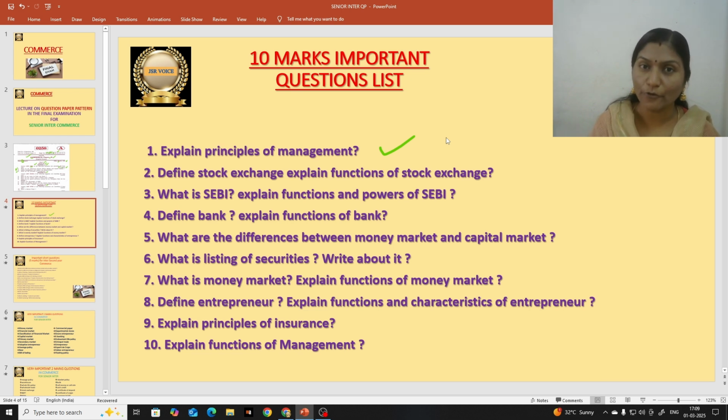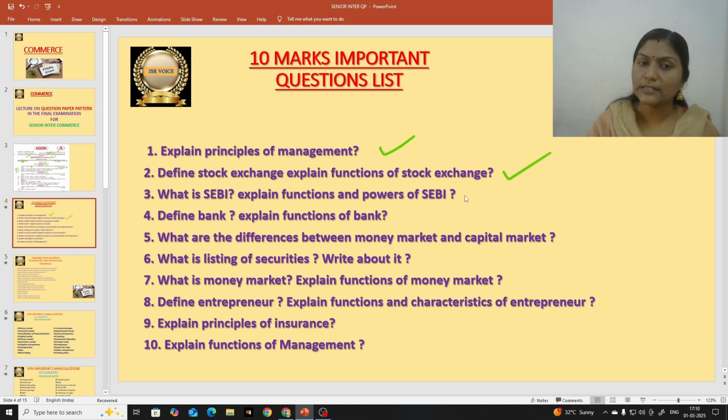Explain principles of management. Henri Fayol has given 14 principles of management, and that is very important, students. You should write all 14 principles and learn them compulsorily. That is very important from the final examination point of view. Hope this is clear. And next, define stock exchange, explain functions of stock exchange.